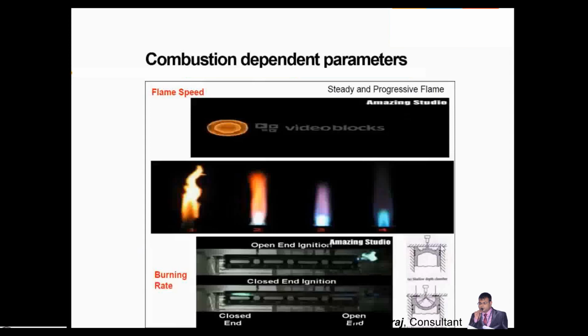Whereas in the case of the shallow depth chamber, the burning rate will be higher at the start itself. That means the start here is open end, meaning when it is above the surface. So this is the difference, how the burning rate will work, and in what way you want to have it.